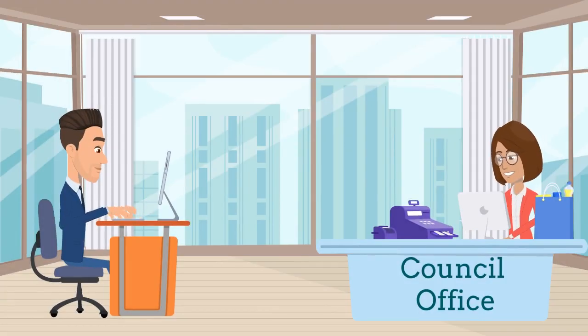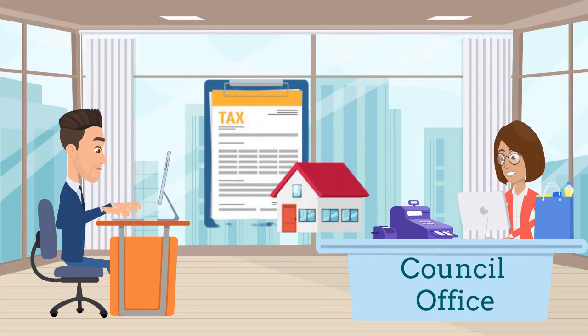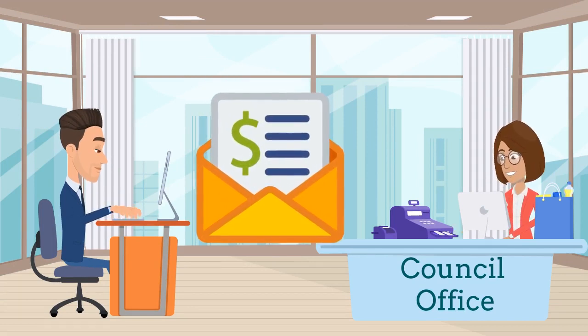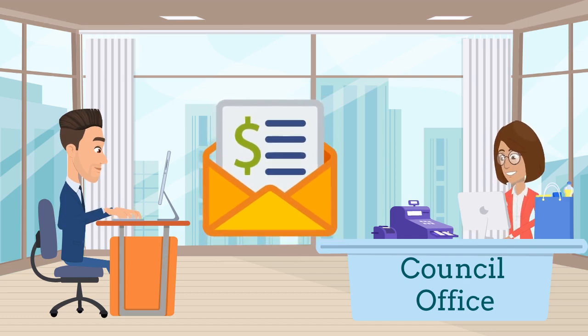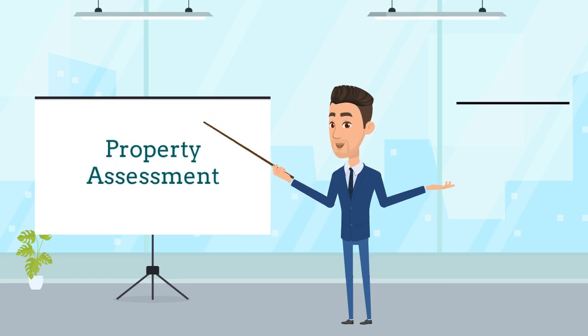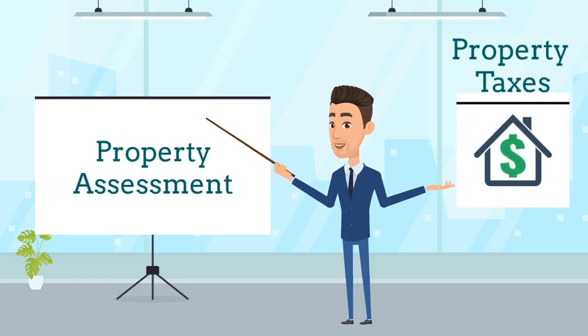The municipal council then sets the mill tax rate. The municipality's total property value is used to set this rate. Council then sends a tax bill to all residents in the municipality. There is a relationship between your property assessment and the property taxes you pay. To better understand the relationship, let's look at the following scenario.